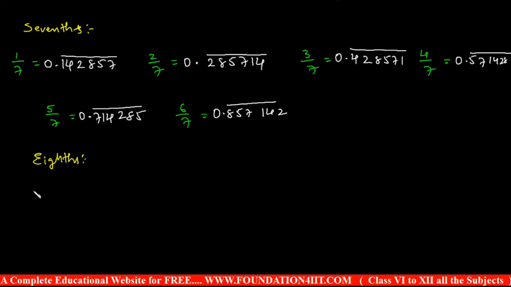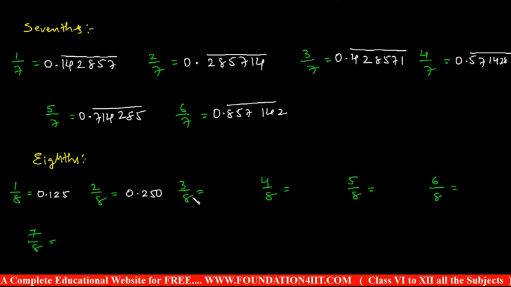In 8s, it's 1 by 8. Okay, 2 by 8. This also we can easily guess, all the values, and write the answers. 3 by 8, 4 by 8, and 5 by 8, 6 by 8, then 7 by 8. If you see the answer, 1 by 8 is 0.125. So plus 125, plus 125, should be added continuously. 0.125 into 2.